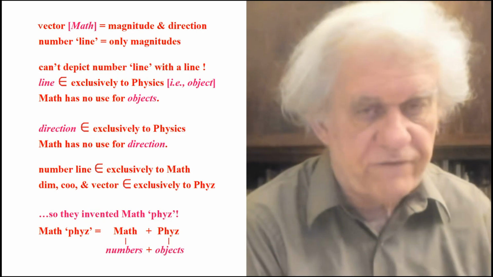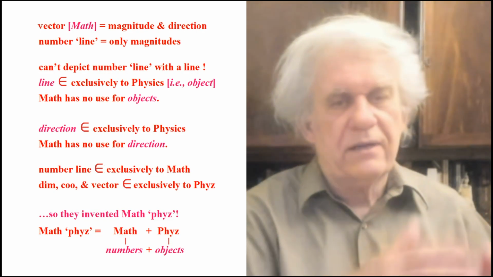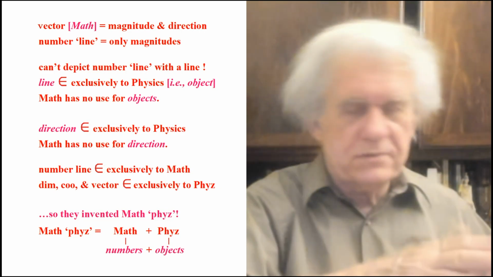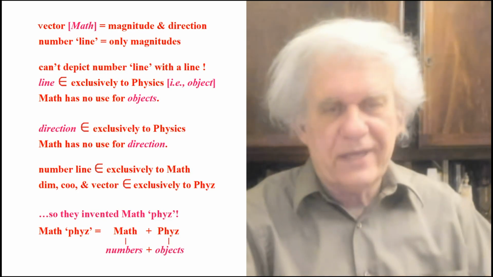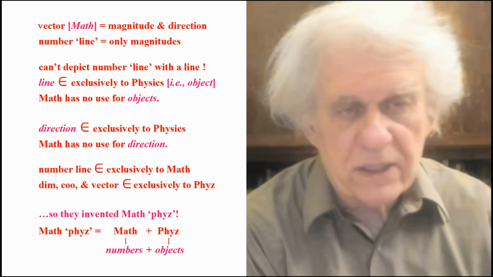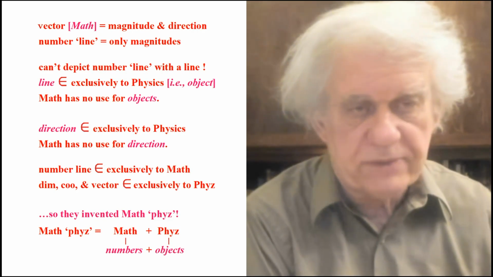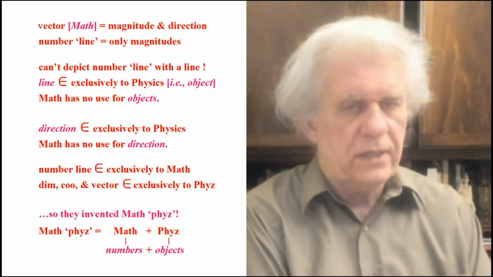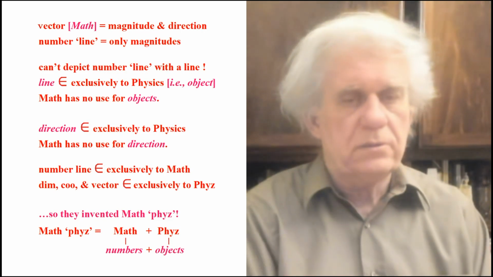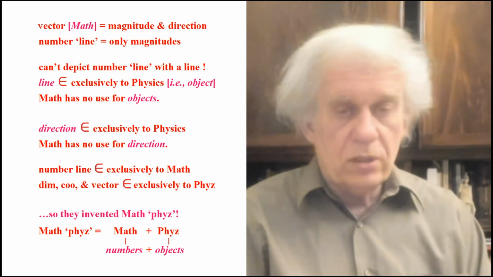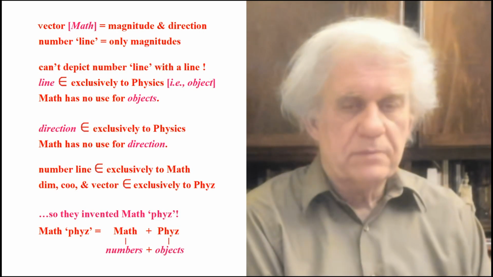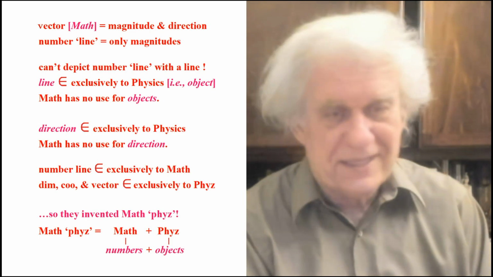We artificially put them in a certain direction so that people say, oh, it's in an organized manner. 4 follows 3, which follows 2, which follows 1. We don't care about that in physics. Physics makes no sense to say that. Line belongs exclusively to physics because it's an object, and math has no use for objects. Then you have direction. Again, it belongs exclusively to physics. Math has no use for direction. We do not add or subtract directions. East from east, subtract west from east.